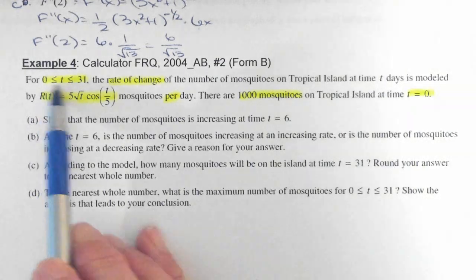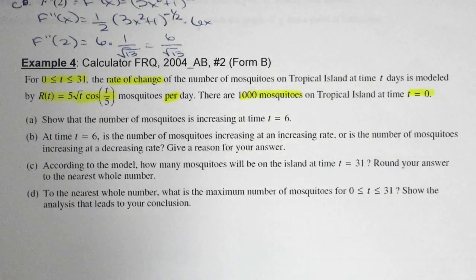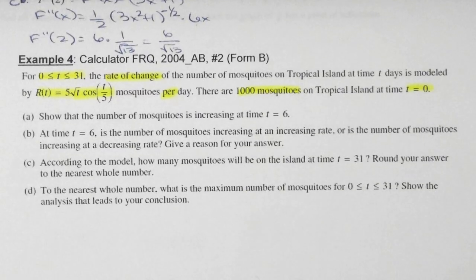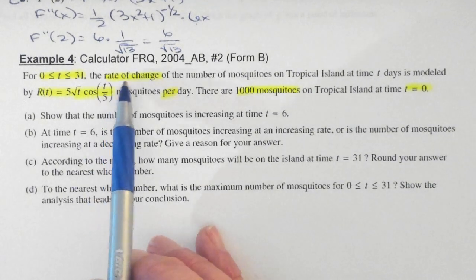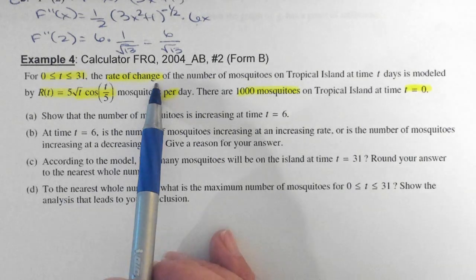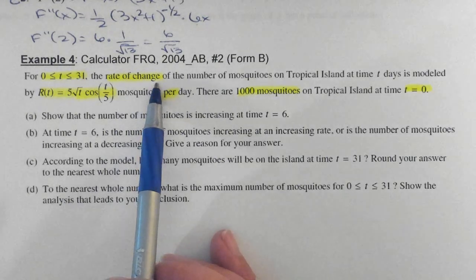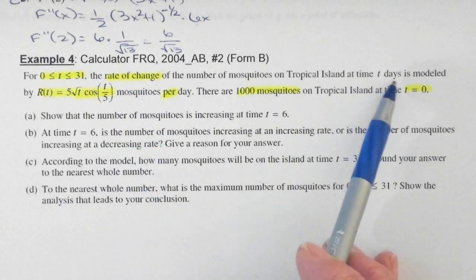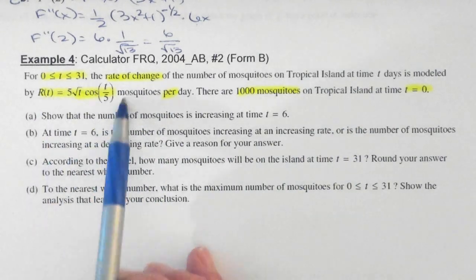First of all, we do have our time interval, and this is going to help us if we're graphing and if we have to change the window. Here, the rate of change. What does that mean? Okay, slope. That means the derivative, right? Well, in this case, it says the rate of change is modeled by. So what can you say about this function?